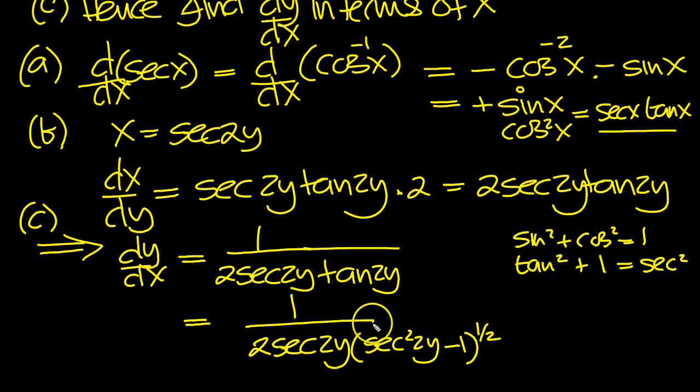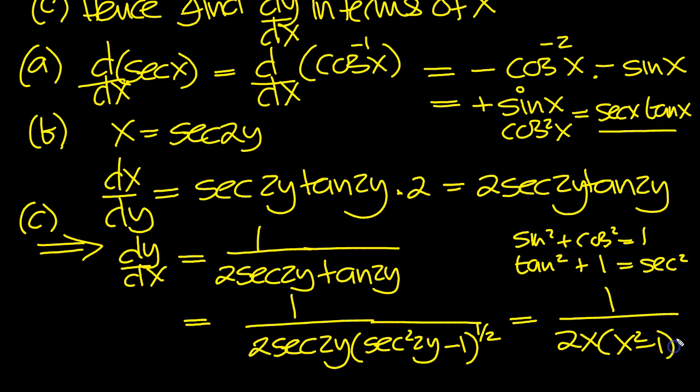So that's power half. And so that's equal to then 1 over, now replace the sec 2y by x. So it's 1 over 2x times x squared minus 1 to the power half.